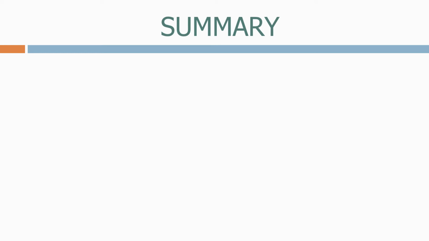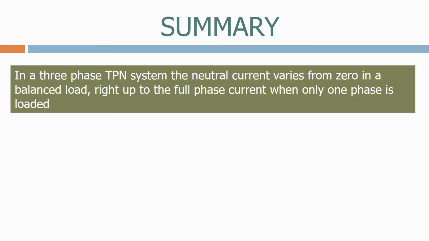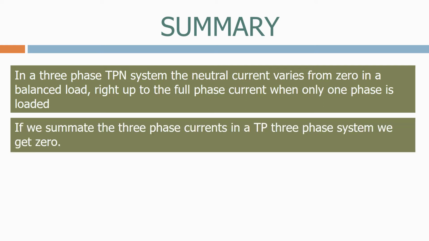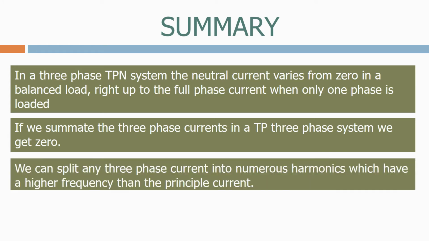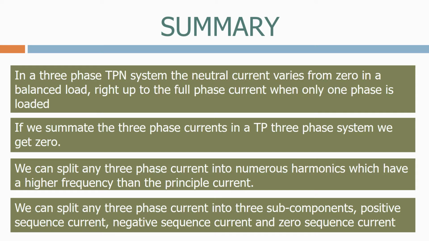Let's summarise what we've learned today. In a three-phase TPN system, the neutral current varies from zero in a balanced load right up to the full phase current when only one phase is loaded. If we summate the three-phase currents in a TP three-phase system, we get zero. We can split any three-phase current into numerous harmonics, which have a higher frequency than the principal current. We can split any three-phase current into three subcomponents: positive sequence current, negative sequence current, and zero sequence current.